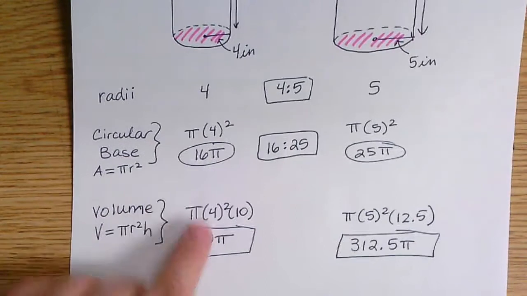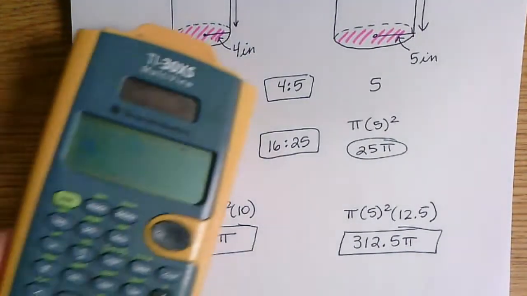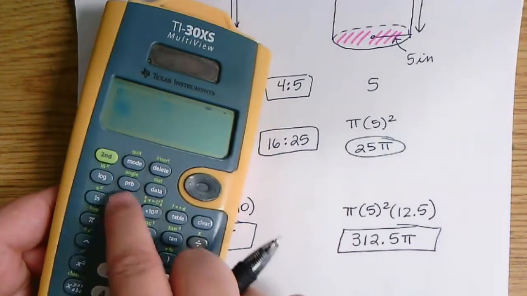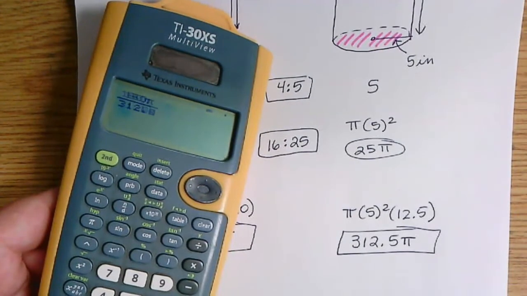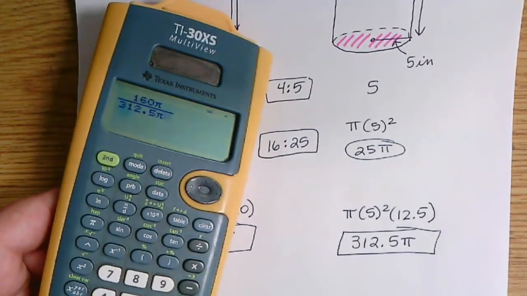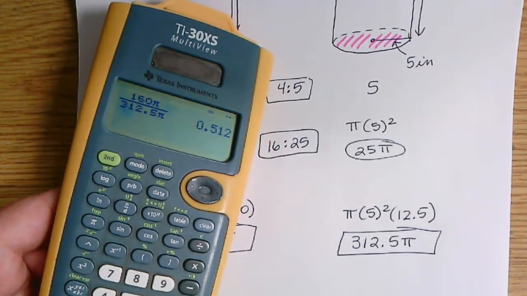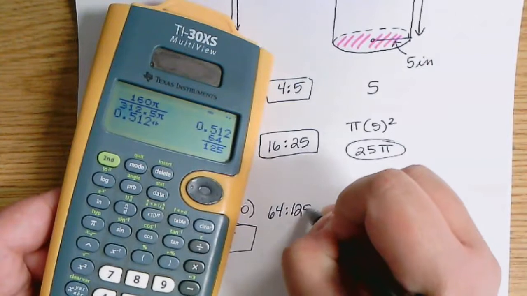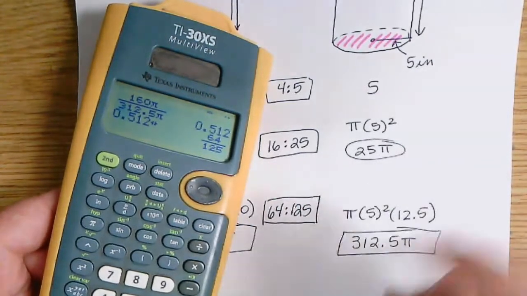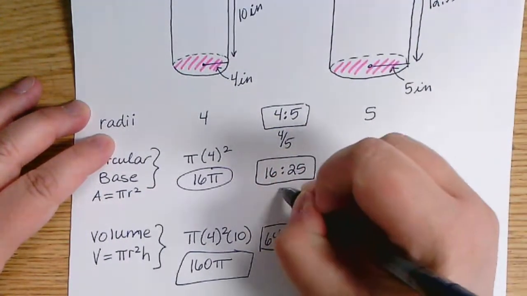Okay. What about the volumes? Well, let's see what happens when I compare 160 pi to 312.5 pi. The pi's will cancel. Let's change that back to a simplified fraction. That's 64 over 125. Now we can write it as a ratio like this with the little colon, or we could also write it as a fraction. Either way is fine.